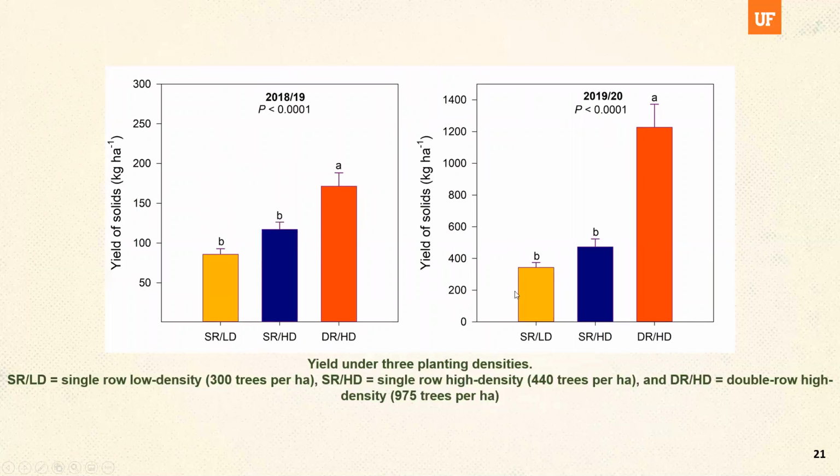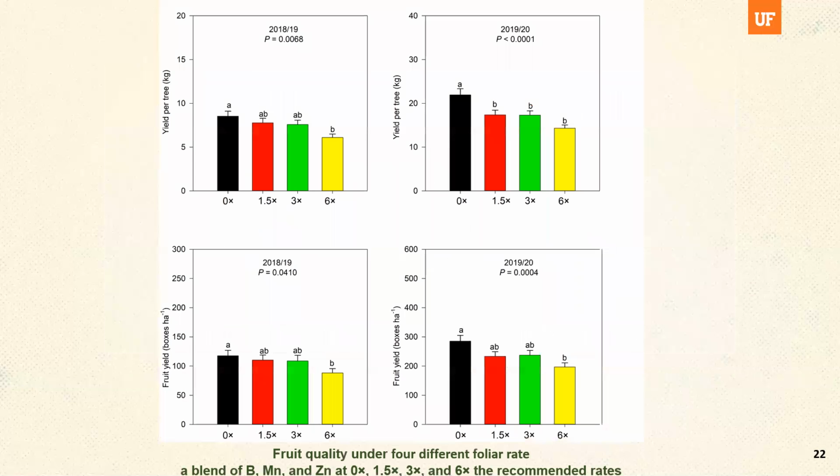Here the x-axis represents 3 different planting densities and the y-axis represents yield of solids. The double row high density planting has an advantage to produce high solids. As you can see, in the year 1920, double row high density planting resulted in 200% more soluble yield of solids per unit area compared to single row low density planting.